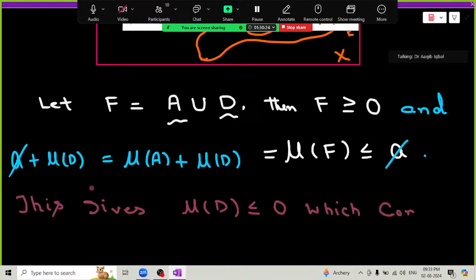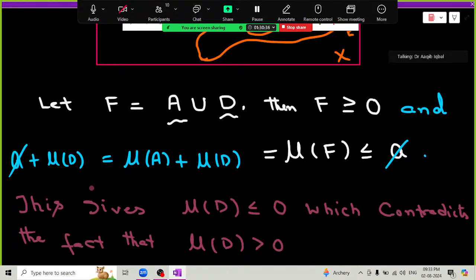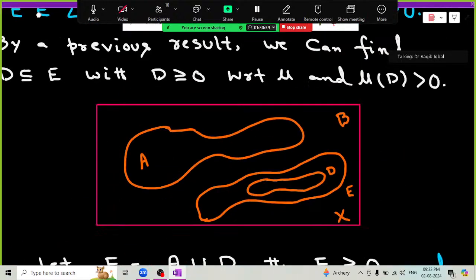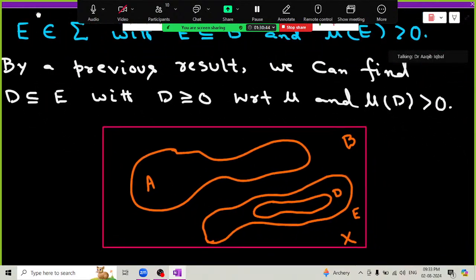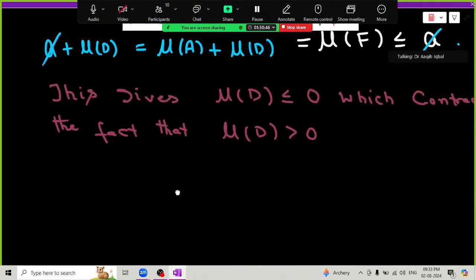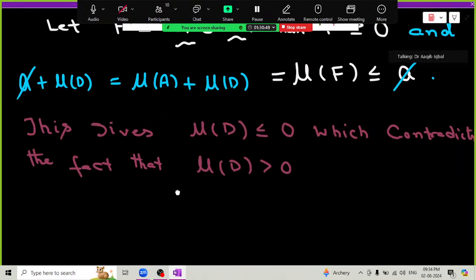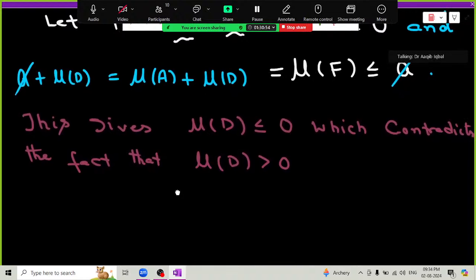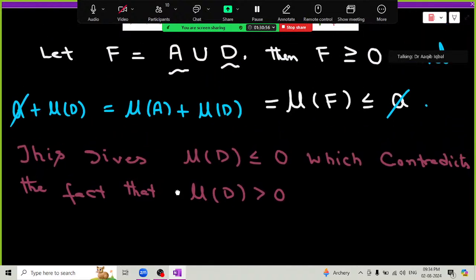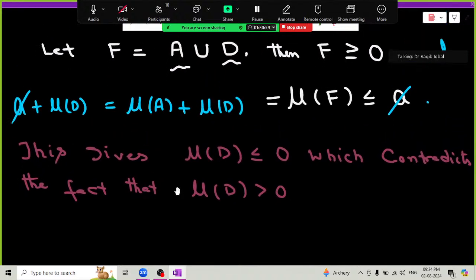which contradicts the fact that mu of D is positive. जब मैंने ये D को यहाँ इंट्रोड्यूस किया था, हमने वो इंट्रोड्यूस किया था यूजिंग द प्रीवियस रिजल्ट एंड द प्रीवियस रिजल्ट गारंटीज दैट म्यू ऑफ D इज पॉजिटिव, और यहाँ देख रहे हैं म्यू ऑफ D इज लेस और इक्वल टू 0. दीज आर कंट्राडिक्टिंग स्टेटमेंट्स, इनमें कोई भी चीज़ कॉमन नहीं है. ठीक, सो इट्स अ कंट्राडिक्शन दिस स्टेटमेंट म्यू ऑफ D लेस और इक्वल टू 0.